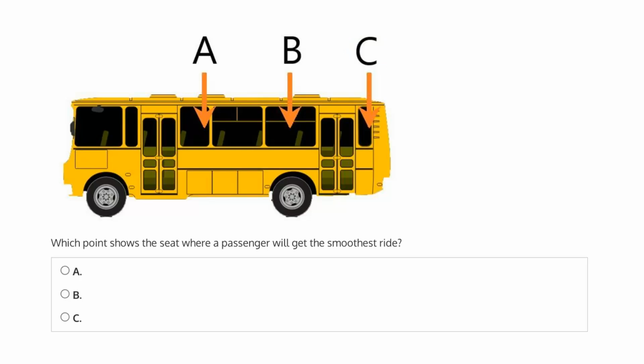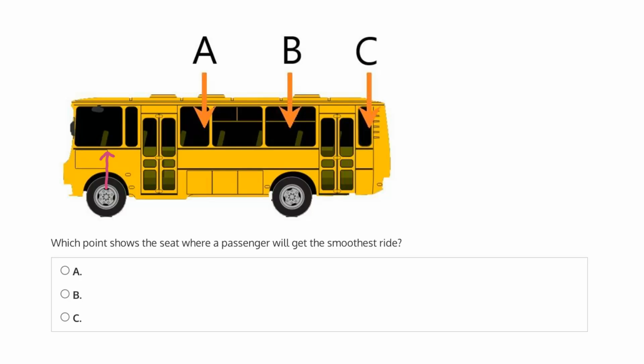So getting a smooth or bumpy ride depends on what happens to each person at each position when the bus goes over a bump at the front tires and at the back tires. So let's start with the front tire and consider what would happen. If the bus goes over a bump at the front, that means these front wheels and the front of the bus will move upwards.